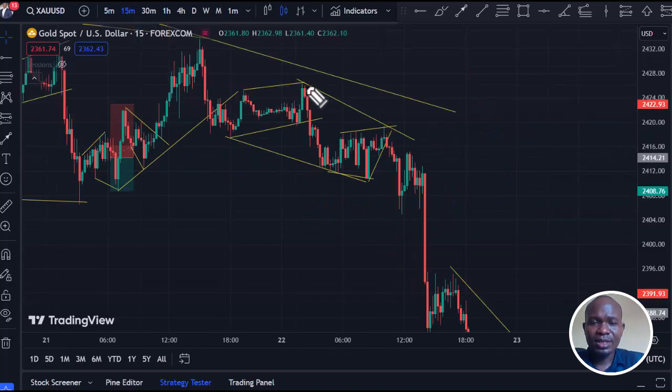Yesterday there was a trade here: impulse, correction, impulse. Likewise here, early morning: impulse, correction, impulse. I can go on and show you this concept, because it's a concept that gold loves to play out. The ability for you to identify this will always put you on the green side of the market.